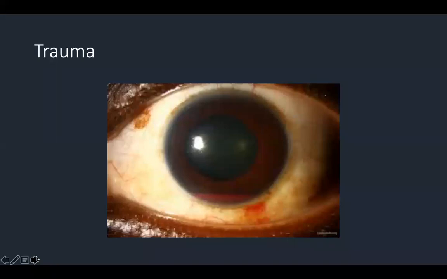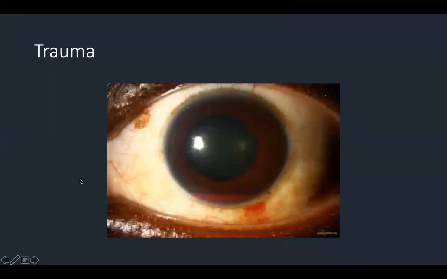What's the mechanism of glaucoma in hyphema? Okay, so what's the mechanism? Either obstruction of the trabecular meshwork by RBCs or inflammation or fibrin, or direct injury to the trabecular meshwork. Okay, so those are the important points about traumatic hyphema.